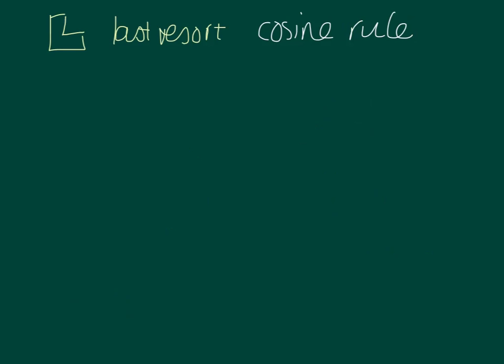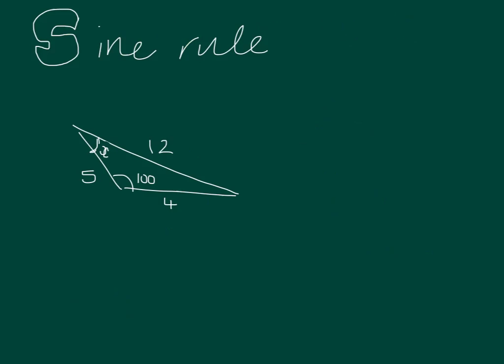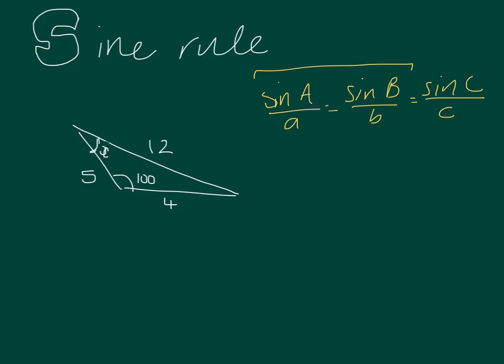This is our last result, so I'm actually going to come back to it last, and I'm going to look at the sine rule. So we know the sine rule is sine of the angle A over A is equal to sine B over B, which is equal to sine C over C. And you really only need 2 of those to be able to work out one piece of information.